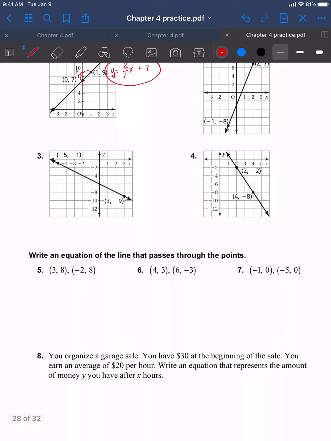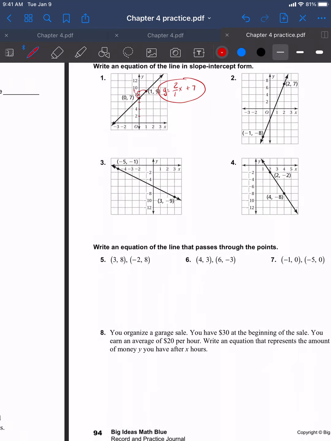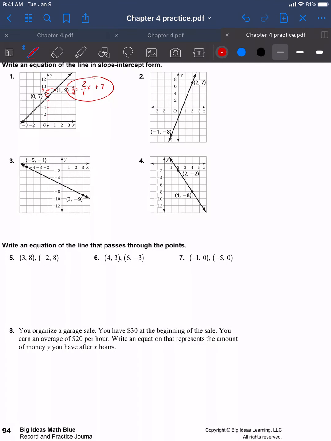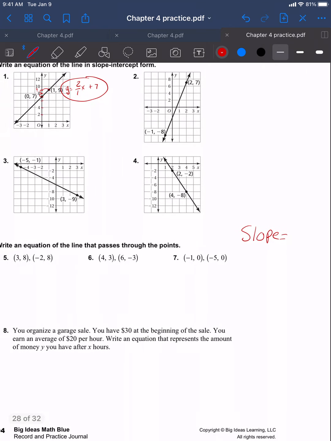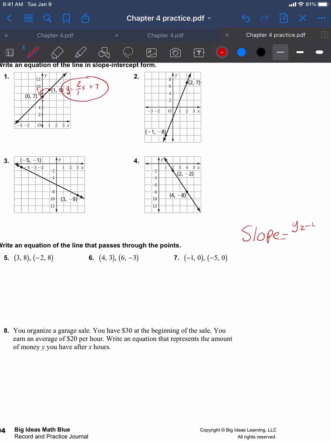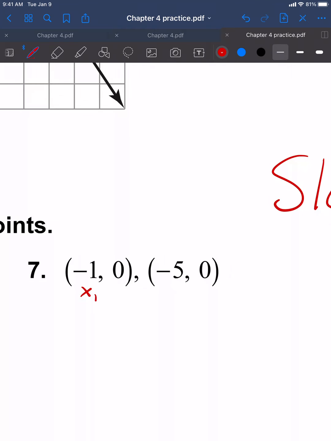5, 6, and 7: write an equation of the line that passes through these points. Ooh, it's been a while. It's been a long time. Do you guys remember what slope equals? Change in y over the change in x. So do you have to graph both of these to go find all of your equation? Not really. All I really need to do is find the slope by using this equation, right? Like for example, on number 7, I would make this x1, y1, x2, y2.